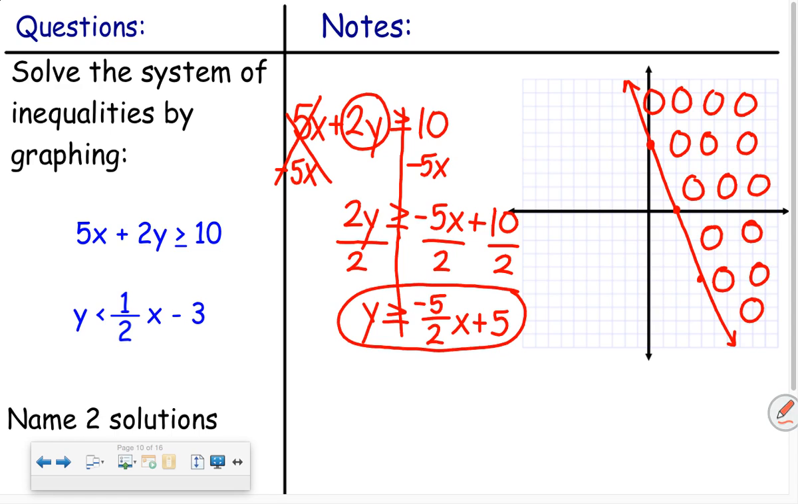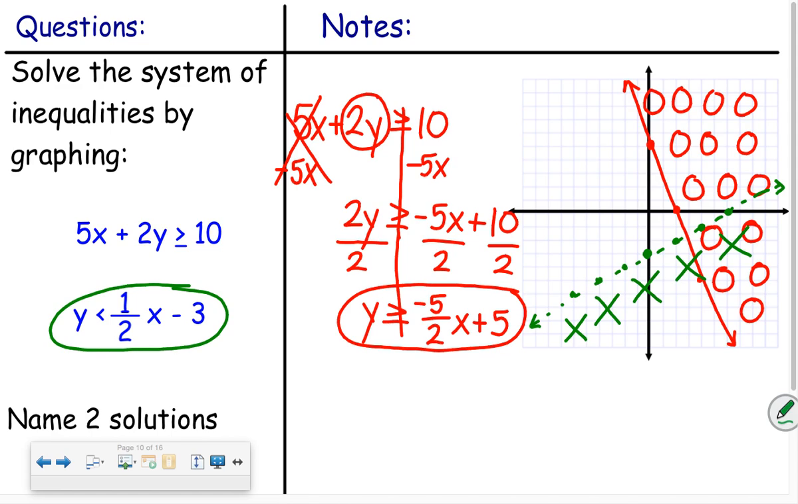Okay. Then if I look at the second inequality, y is less than 1/2 x minus 3, that's already in slope-intercept form, so it is ready to graph. So my y-intercept is negative 3, so put my first point at negative 3, then rise 1, run 2, rise 1, run 2, rise 1, run 2. That one is less than, and less than and greater than need a dashed line. And my inequality is less than. So less than means I need to shade below. So I'm going to put x's below my line.